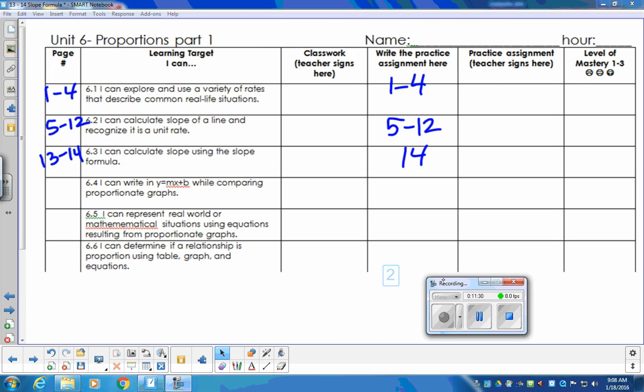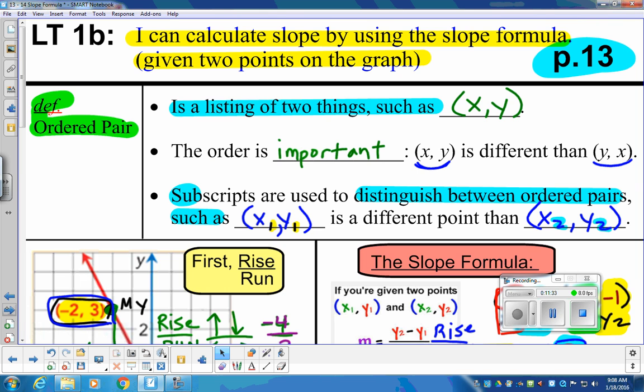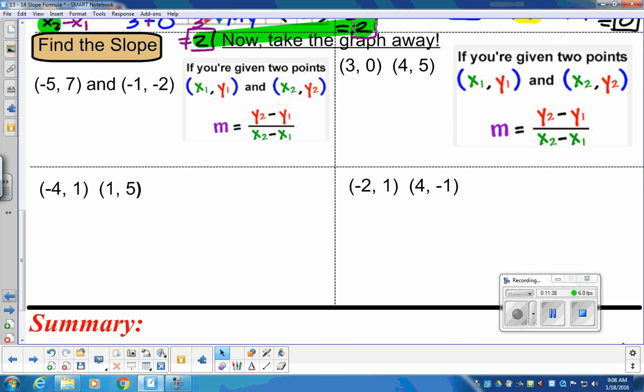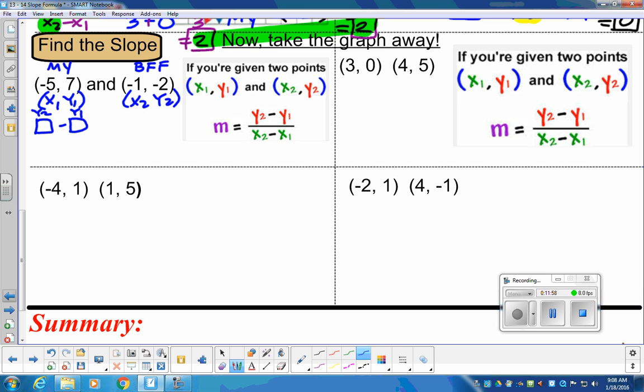All right, so for the rest of this lesson, we are going to take the graph away and only rely on the formula the rest of the way. So the formula without the graph. Now we still have the situation of this is my hotel room, this is my best friend's hotel room. This is x1, y1, my hotel room, x2, y2, we're going to say, my friend's hotel room. We're going to use that formula, y2 minus y1 divided by x2 minus x1. I'll go ahead and let you catch up. Y2 minus y1 divided by x2 minus x1.